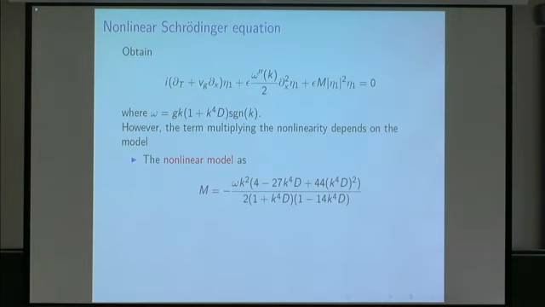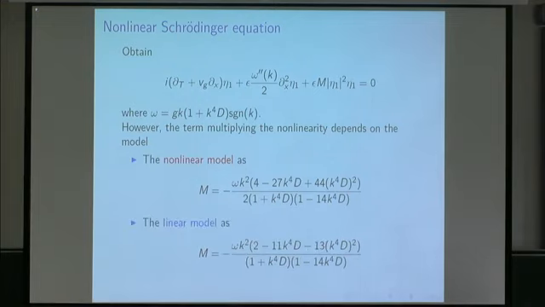So you plug all that in, and you group them, and then what you obtain is a nonlinear Schrodinger equation for eta 1. And so here it is. The term multiplying the two derivatives of eta 1 doesn't depend on the model. It just depends on the dispersion relation, which is the same for either model that you use for flexural rigidity. The only thing is that you have this k to the 4 multiplying d. But the term multiplying the nonlinearity depends on the model.